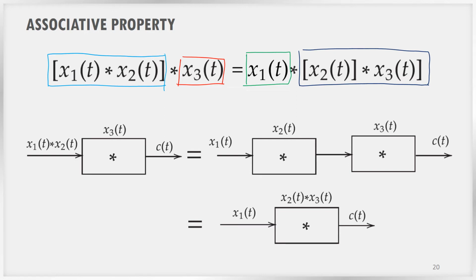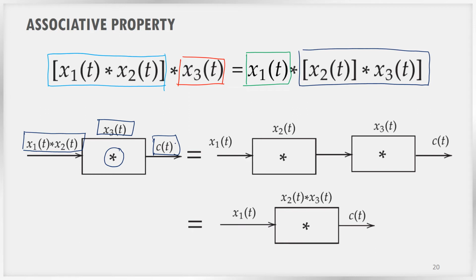It can be graphically understood in this way. Assume that we have a system with response x3(t) and the operation performed inside the system is convolution. If you are providing an already convolved signal x1(t) convolution x2(t) to the system, you will get c(t), right?